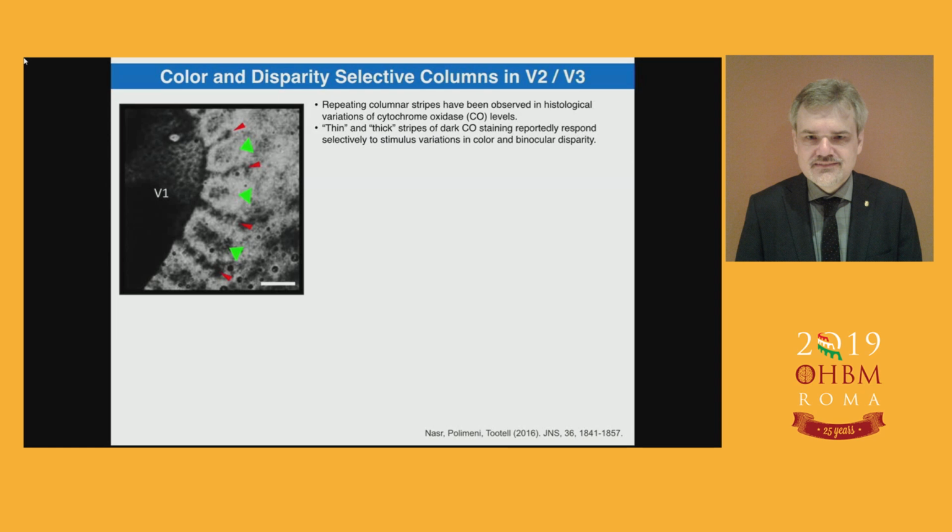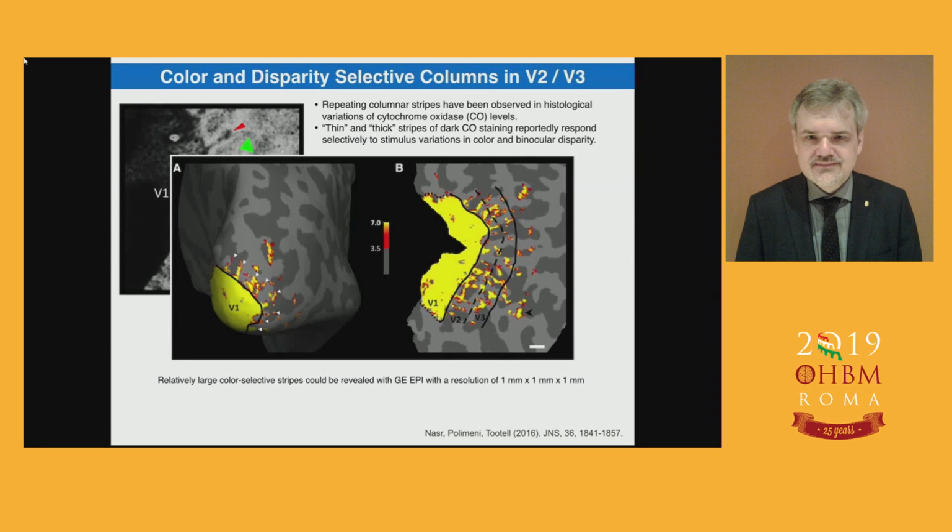Namely, the thin stripes are for color responses, and the thick stripes for, again, binocular disparity at an earlier stage in the brain, in V2 here. And indeed, these authors found that right after V1, you find stripes emanating towards V3, which have a higher response to color stimuli.